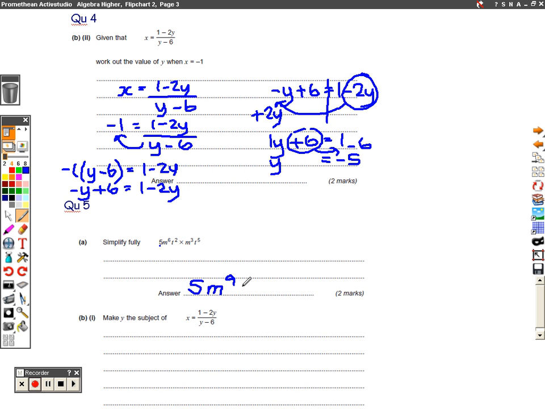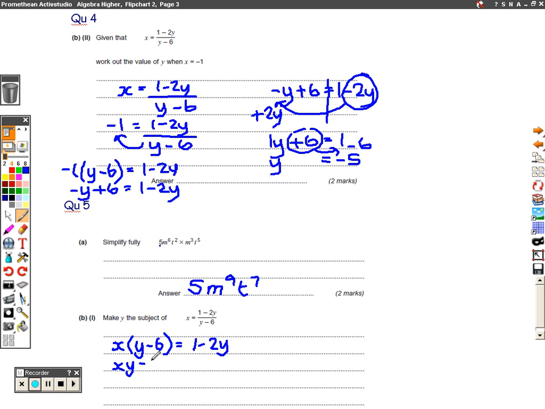Okay, part B. Tricky question. Make y the subject of the formula. Now, you've got a divide on the bottom. So the first thing I would do is move that divide up as multiply. So it's going to become x multiplied by y minus 6 is equal to 1 minus 2y. Multiply this bracket out. xy minus 6x is equal to 1 minus 2y.